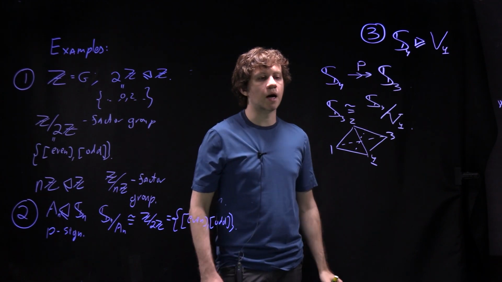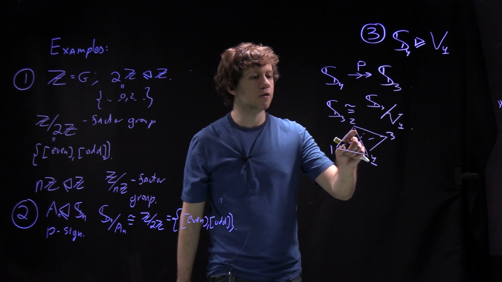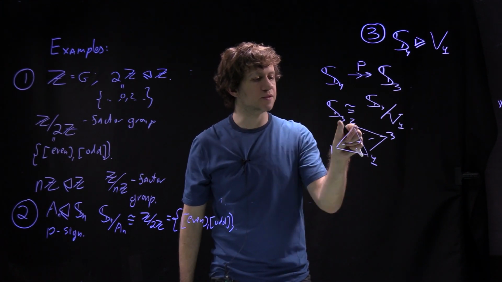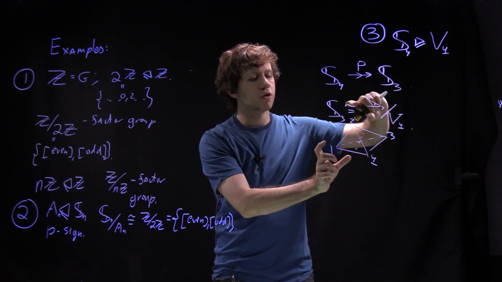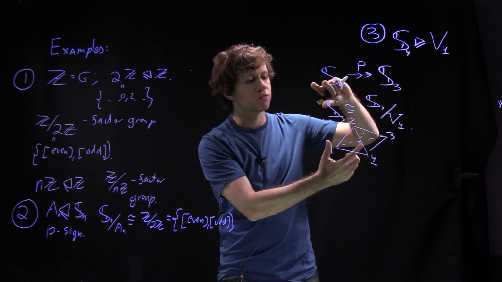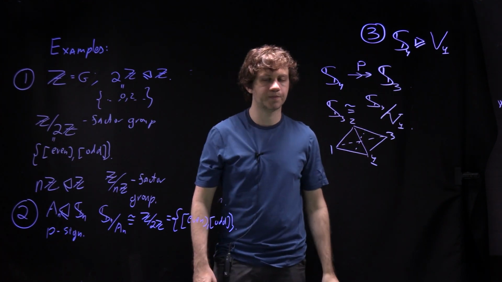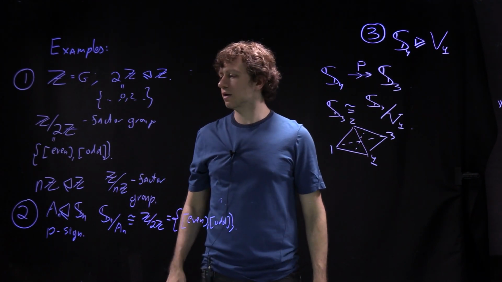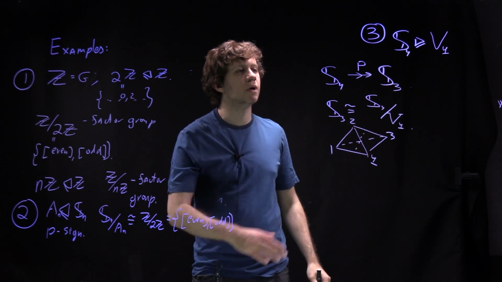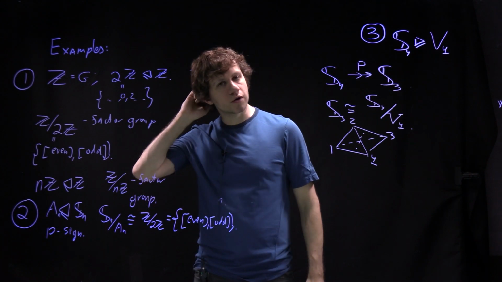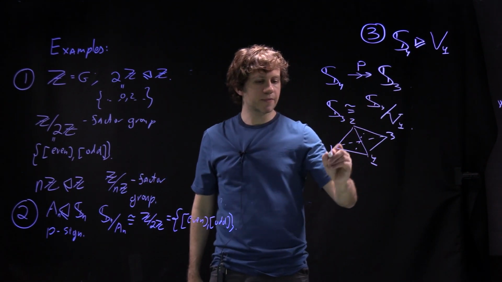So the kernel consists of those transformations which fix these pairs, and so they have to exchange either 1, 2 with 3, 4, or 1, 4 and 2, 3, or 1, 3 and 2, 4, or be trivial. So this is V4, which is the kernel. And actually, in the next lecture, we'll prove that if you have any surjective homomorphism, then the factor group is isomorphic to the image.